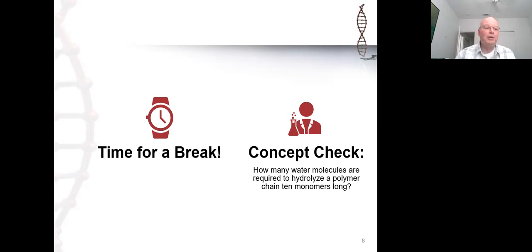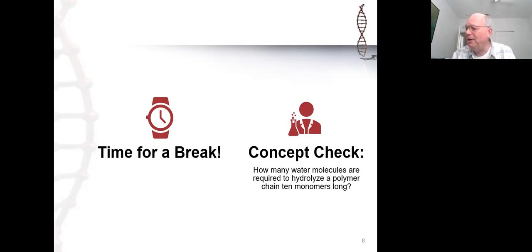So let's take a look at this question and see how you answered it. I'm going to go out on a limb here and say that a number of you probably jumped on the number 10 and said, if there are 10 monomers, then I'm going to need 10 water molecules to completely hydrolyze this polymer. And at first glance, you would think that that would be logical. But you're wrong if that's the conclusion that you came to. And let me draw a little diagram to illustrate why 10 is the wrong number.